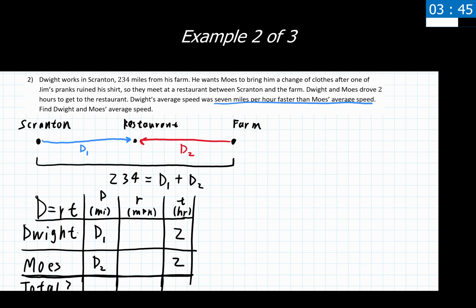So Dwight is traveling faster than Mose. So whatever the rate is that Mose traveled at, I can take that and then add 7 to it, and that's going to be Dwight's speed that we have listed here. So great, we have our first 6 boxes, our first 2 rows filled in this table. That's the bare minimum requirement that we need for every single one of these problems.